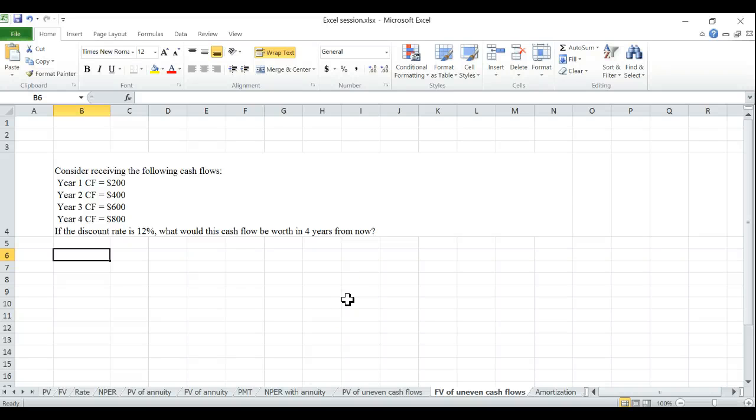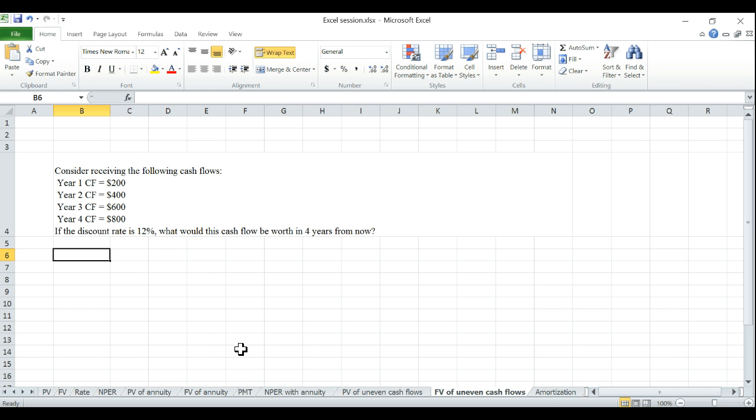Alright, in this video I'm going to show you the future value of uneven cash flows. So let's say if you had these 4 cash flows, how much will they be worth 4 years from now? So if you keep investing every year, 200 first year, 400 second year, and so on, what would be the value 4 years from now?